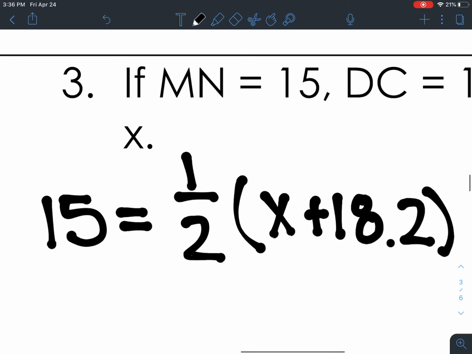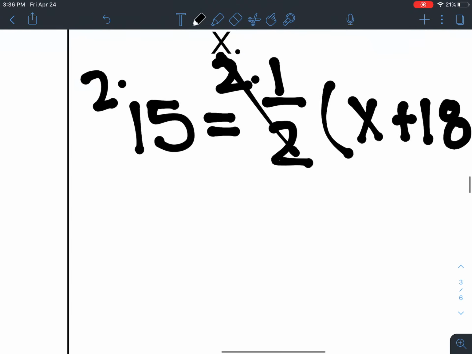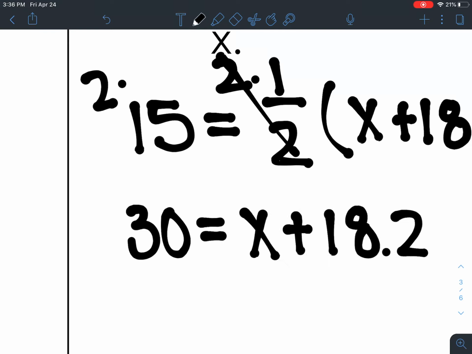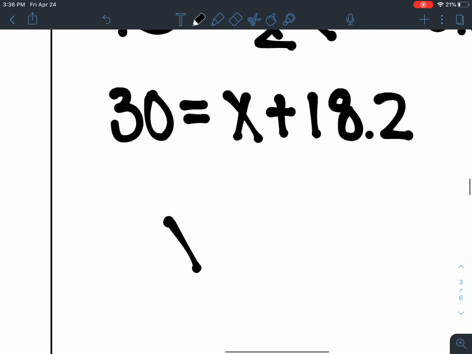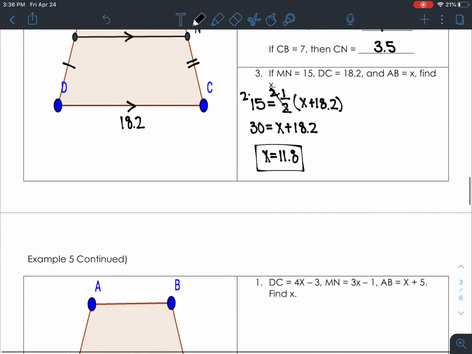Now, you could distribute that 1/2 through. I'm going to multiply by 2 on both sides just to get rid of it. So I'm going to get 30 is equal to x plus 18.2. And then if you subtract that 18.2 over, you're going to get x is equal to 11.8. And that's your final answer there.